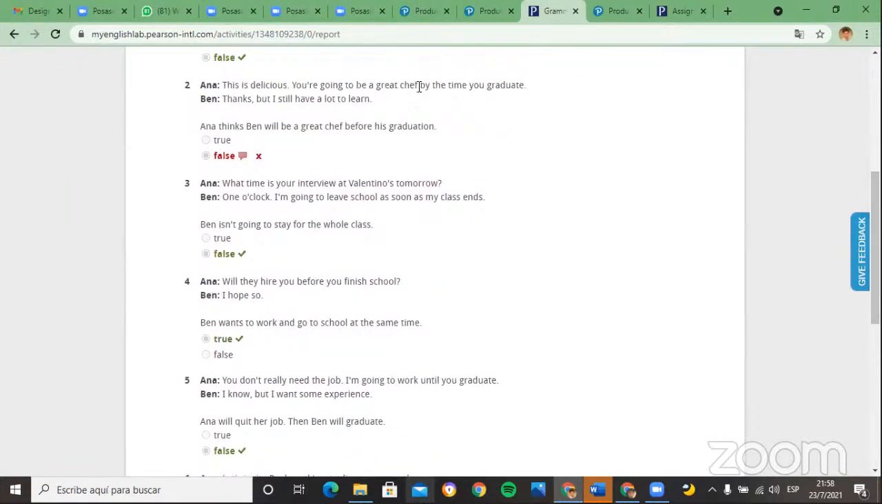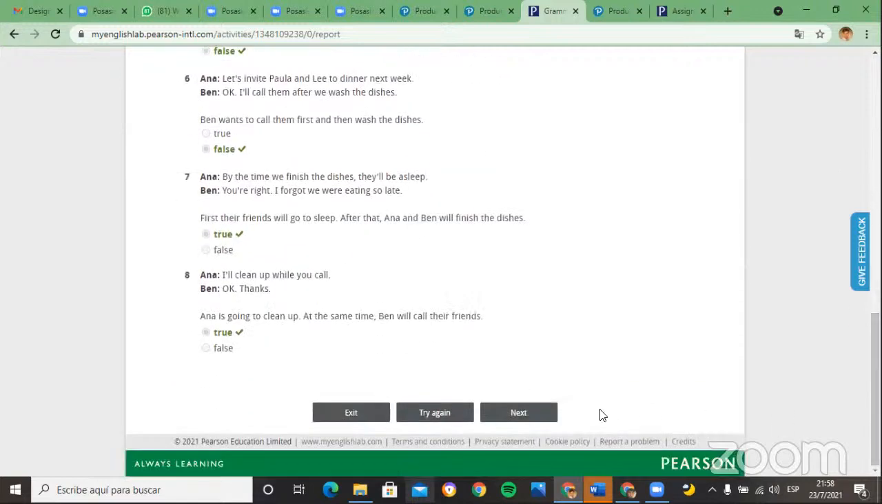Like in this case, "by the time" means that it will be like "before," right? By the time. Exactly. It's like saying before. Okay, I wasn't sure about it.